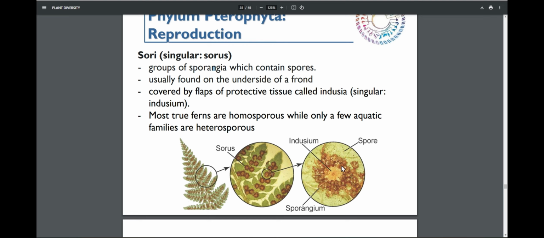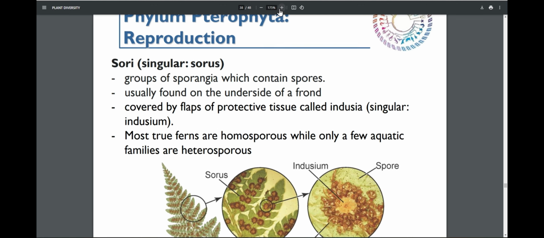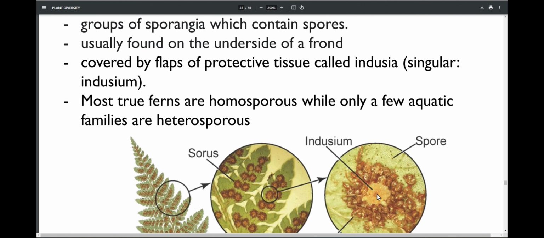Sorus. I think this entire thing is the sorus, usually found on the underside of a frond. So if you're going to the wild, flip it over, and you can see many little dots. Those are the sori, covered by flaps of protective tissue called the indusia, like this part.